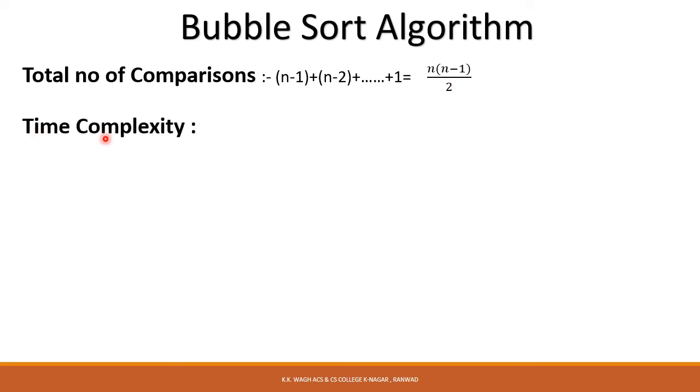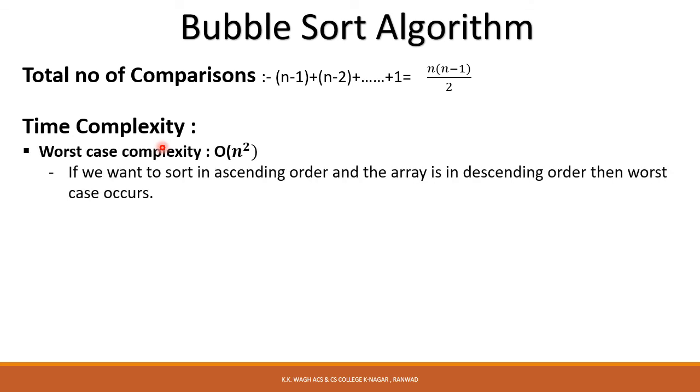Now we will see the time complexity of the bubble sort. Each sorting algorithm has a different time complexity. Time complexity is the total amount of time taken by the program to execute. There are three different time complexities. First we will see the worst case complexity. The worst case complexity of the bubble sort algorithm is big O of n square. Big O is the notation used for time complexities.